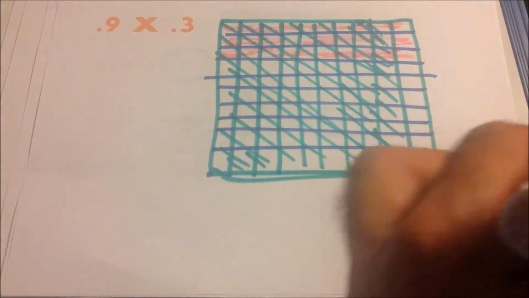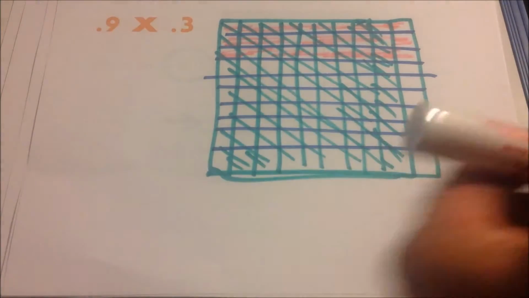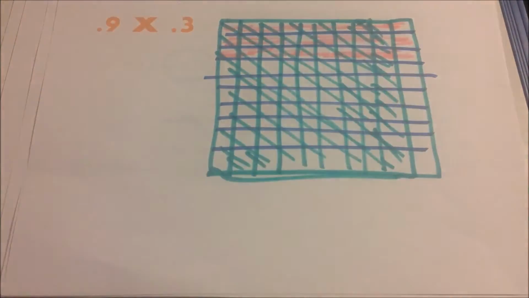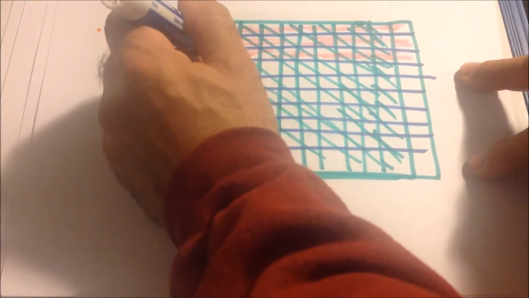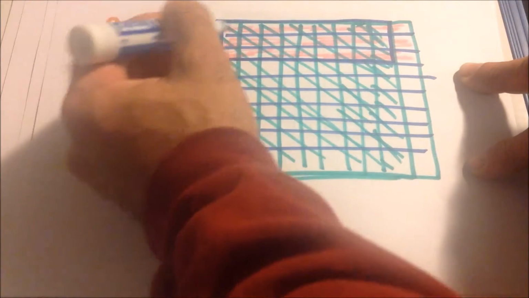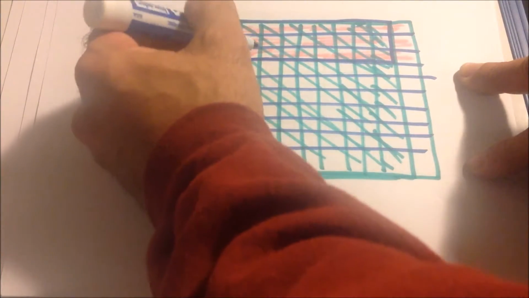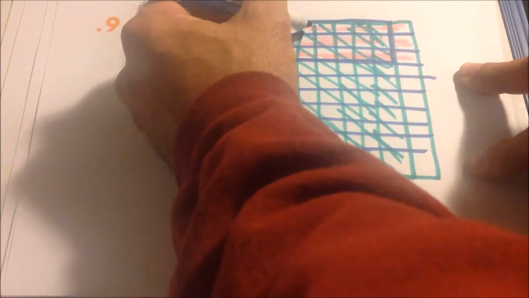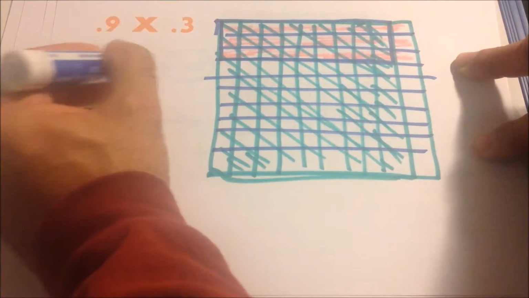So where do you see red and green? Red and green only. Red and green together will give us our answer. So all of this gives us our answer. Let's count the boxes. 1, 2, 3, 4, 5, 6, 7, 8, 9, 10, 11, 12, 13, 14, 15, 16, 17, 18, 19, 20, 21, 22, 23, 24, 25, 26, 27. All right. So we know now that the answer will be 0.27.